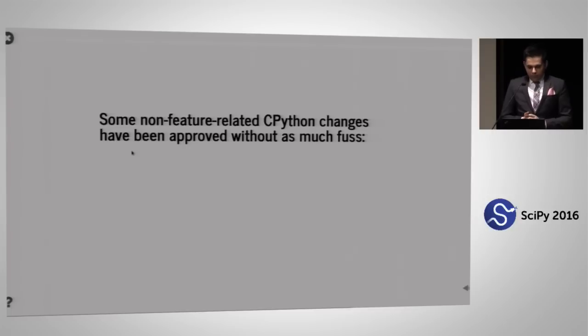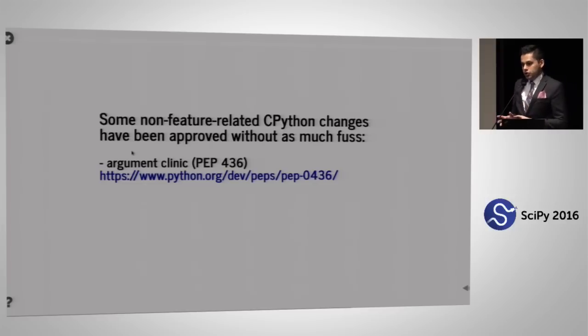However, at the same time, there are a lot of core changes to Python that have been introduced without a lot of fuss. Some actually fairly significant changes. Argument Clinic is one which significantly changed parts of the CPython interpreter, and that was added without a lot of fuss. A lot of you aren't familiar with this because, you know, the work is not out in the open. It's not a feature-related change, but it has created a lot of churn and code in CPython.